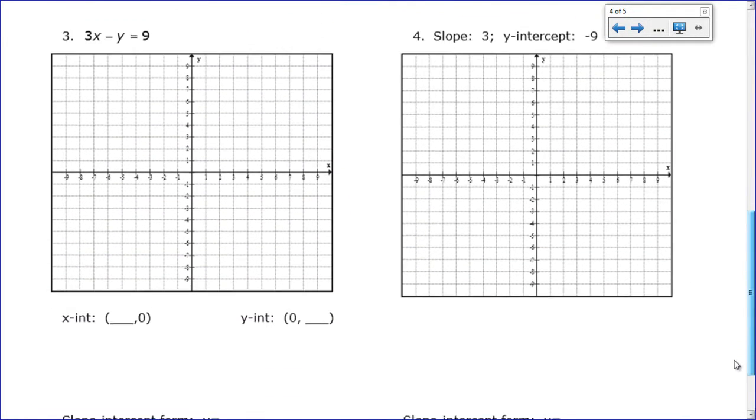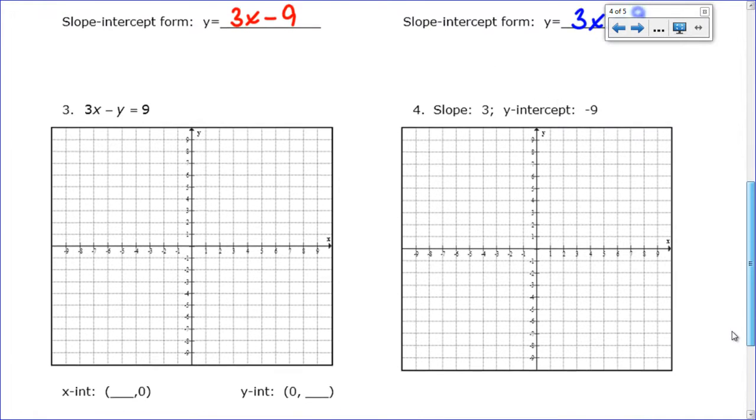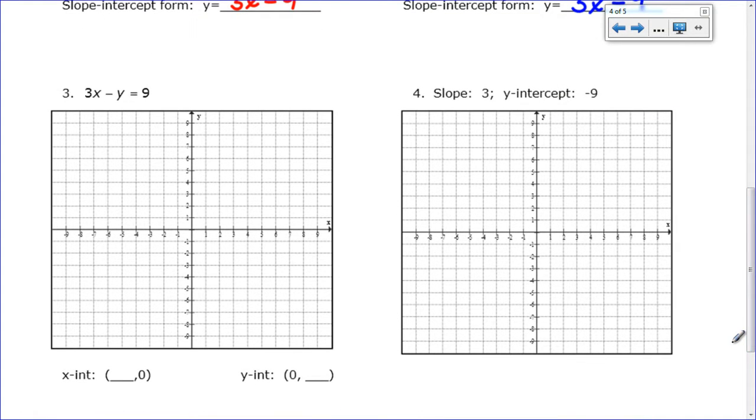So now number 3 here, they give it to me in standard form. It says 3x minus y equals 9. Well, if I want to graph that, I need the x-intercept and the y-intercept. So to find the y-intercept, we'll start with it.